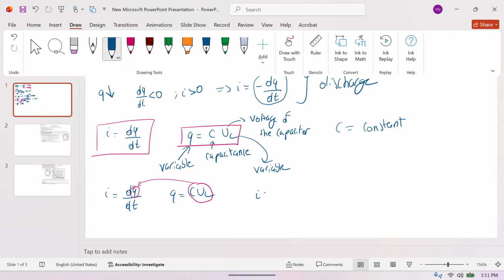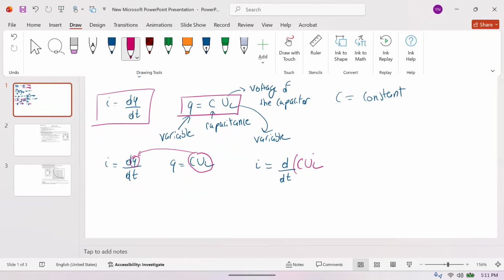I will get I equals d over dt. I didn't touch that, so it stays the same. Q is changing now. I'm replacing Q by its formula, which is C times UC. So I will get the derivative of C times UC. Since we just said that C is constant over time, I will keep it outside the derivative, as simple as that. And I will keep UC inside the derivative because it's the variable quantity here.